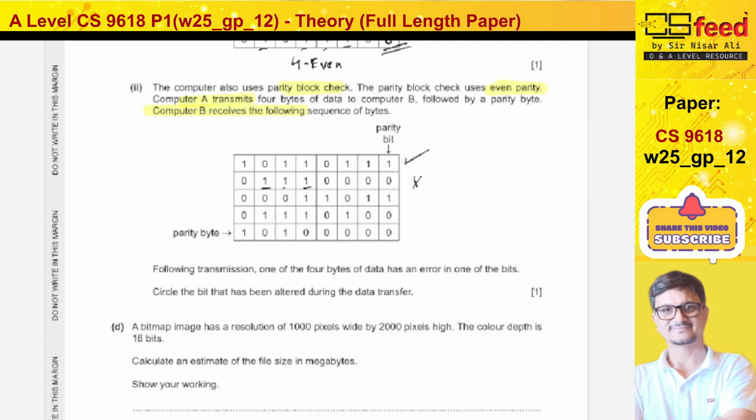So here is the problem. 1, 2, 3, 4. This is correct. 1, 2, 3, 4. This is correct. 1, 2. This is correct. So we got a problem in this row. I will move toward the columns.